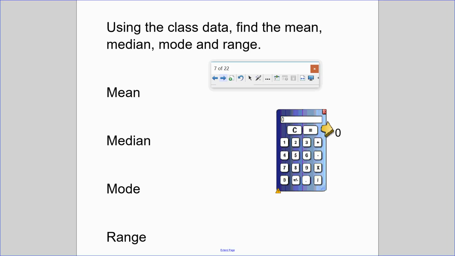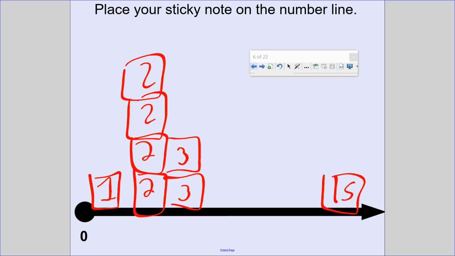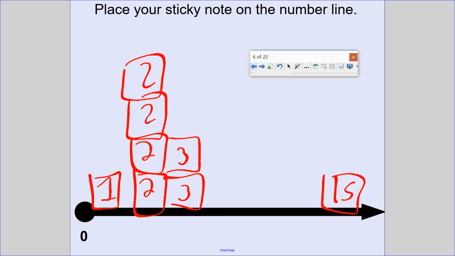So using the class data, find the mean. So mean, again, looking at the sticky notes, you add them all up. That's 15, 16, 17, 18, 19, 20, 21, 22, 23, 24, 25, 26, 27, 28, 29, 30. So if I add them all up, it's 30. We asked how many students? 3, 6, 7, 8 students. 2, 4, 6. Yep.